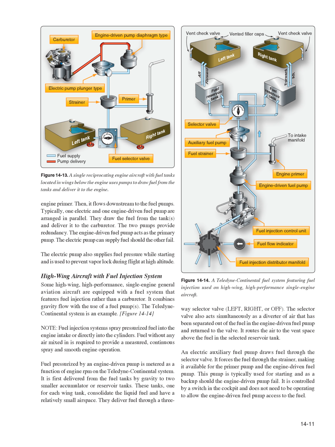An electric auxiliary fuel pump draws fuel through the selector valve. It forces the fuel through the strainer, making it available for the primer pump in the engine-driven fuel pump. This pump is typically used for starting and as a backup should the engine-driven pump fail. It is controlled by a switch in the cockpit and does not need to be operating to allow the engine-driven fuel pump access to the fuel.